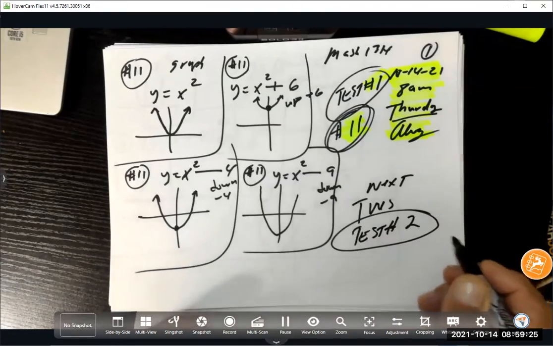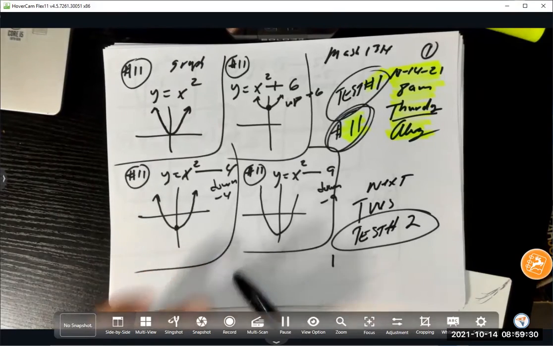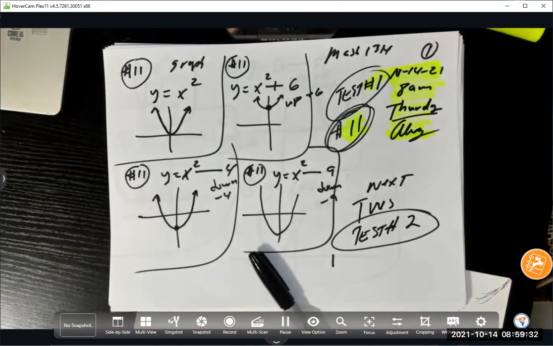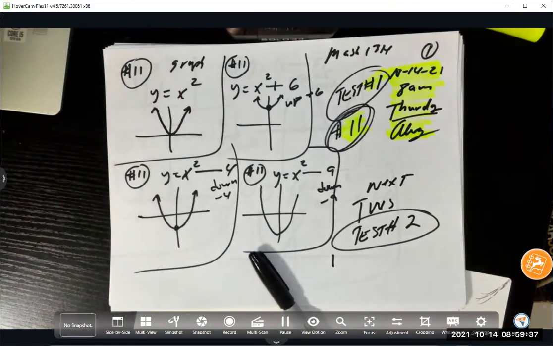Okay, let me tell you about test number 2 also before I do this. Like the first, I can't remember how many. Let me hang on. Let me look at my test 2. I'm going to tell you something real quick before I go there.